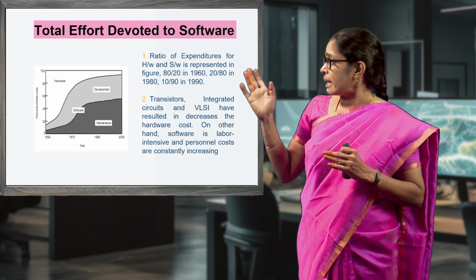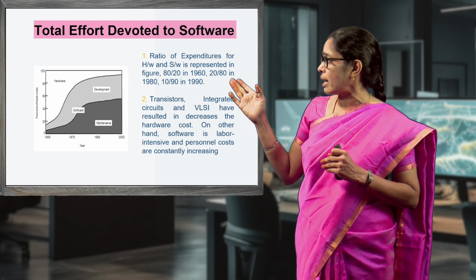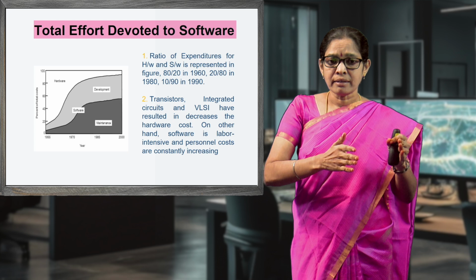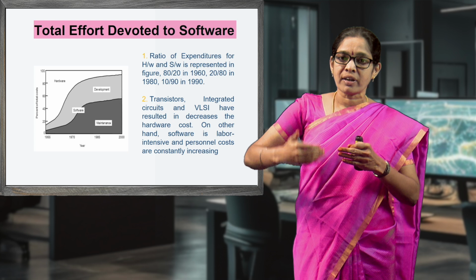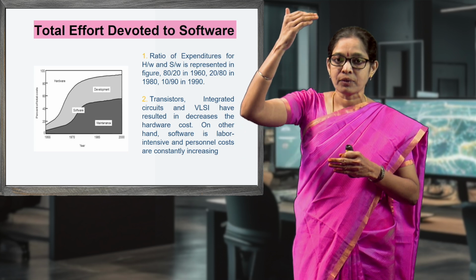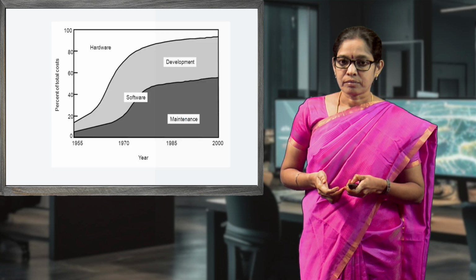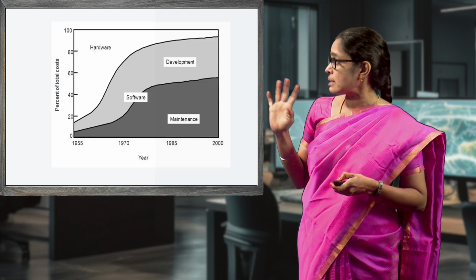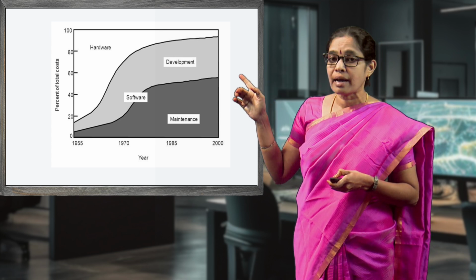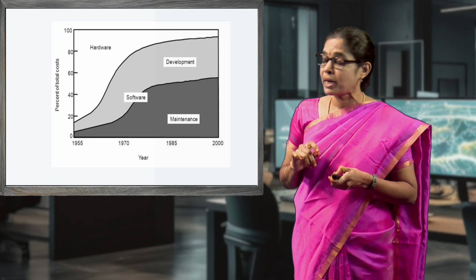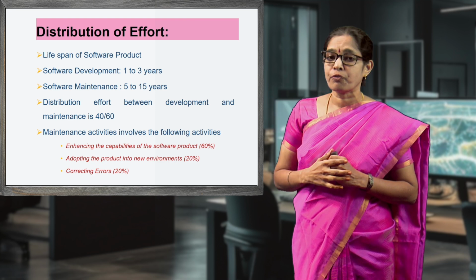This is because of the decreasing cost of hardware like transistors, integrated circuits and VLSI. So, on one side the hardware cost is drastically decreasing, and on the other side the software cost is drastically increasing, along with the personnel cost. This picture represents the expenditure on hardware and software during software development and maintenance. Then the next topic is distribution of effort.